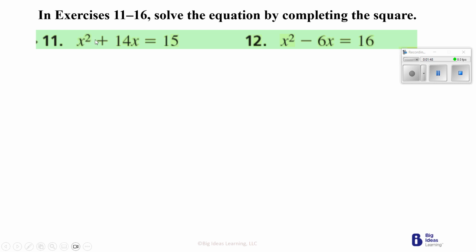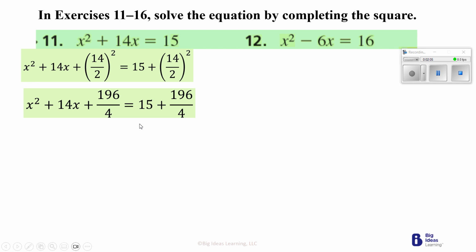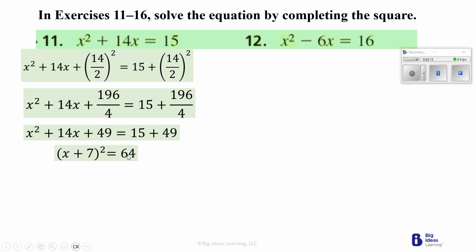So if I'm completing the square of x squared plus 14x equals 15, I'm going to complete the square of 14. Well, 14 divided by 2 is 7. 7 squared is 49, so we're going to add 49 to both sides. Now that we're adding 49 to both sides, 49 plus 15 is 64.